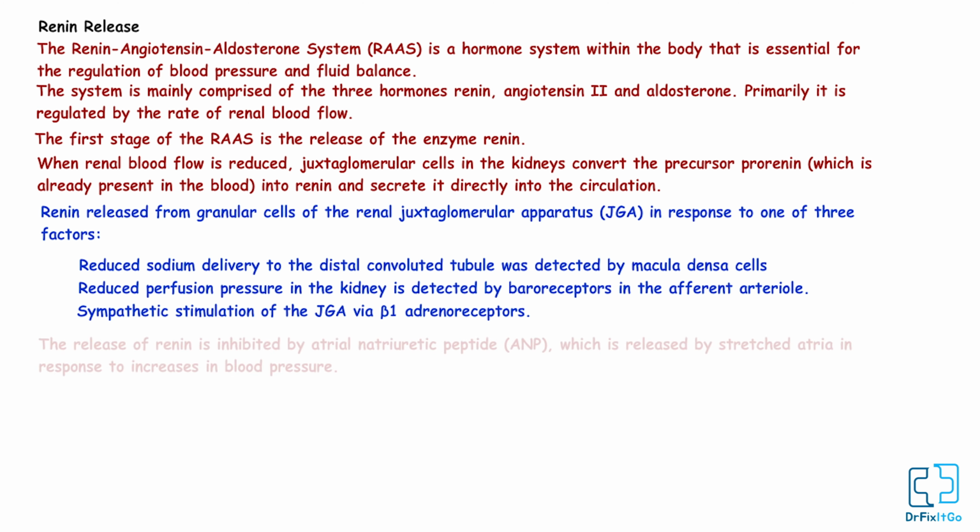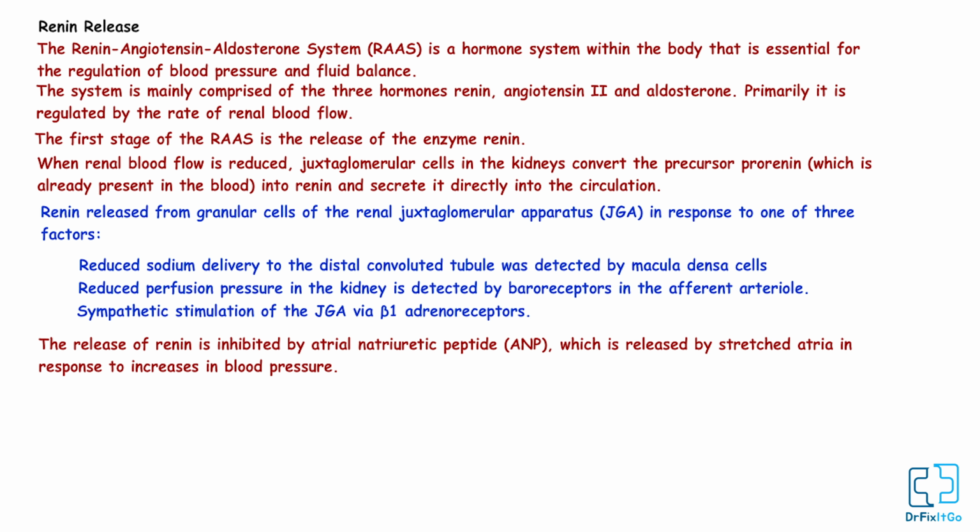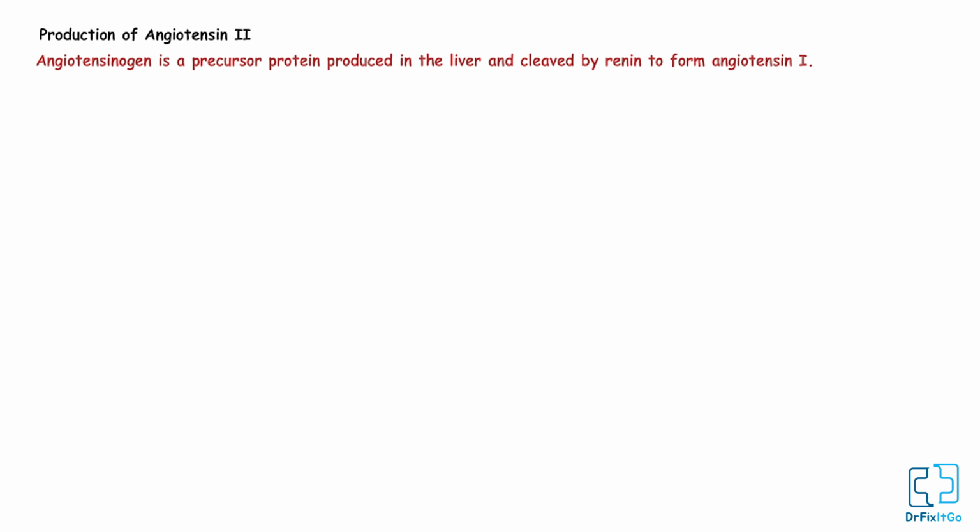The release of renin is inhibited by atrial natriuretic peptide, which is released by stressed atria in response to increases in blood pressure. Production of angiotensin 2. Angiotensinogen is a precursor protein produced in the liver and cleaved by renin to form angiotensin 1. Angiotensin 1 is then converted to angiotensin 2 by angiotensin converting enzyme.